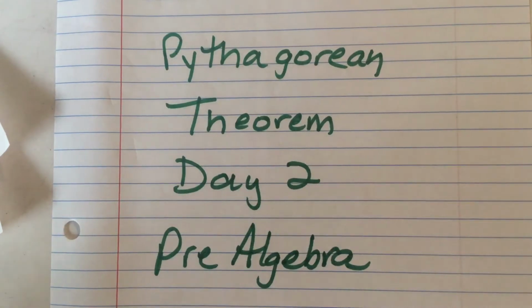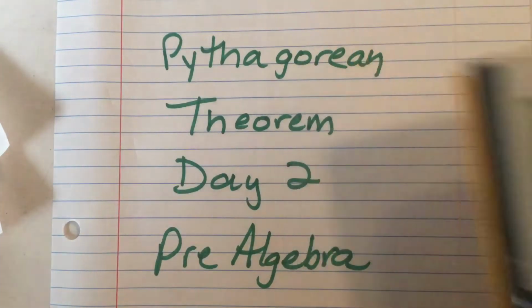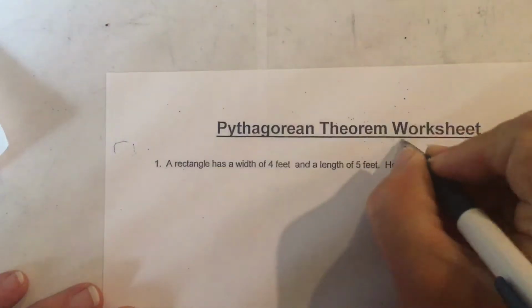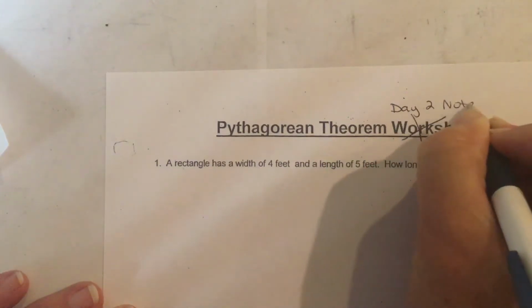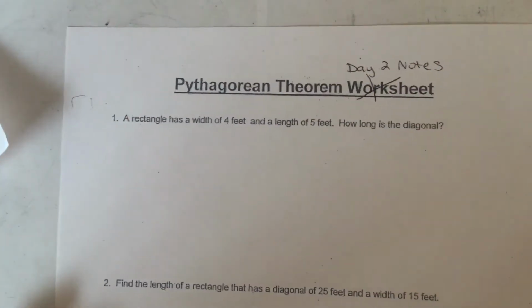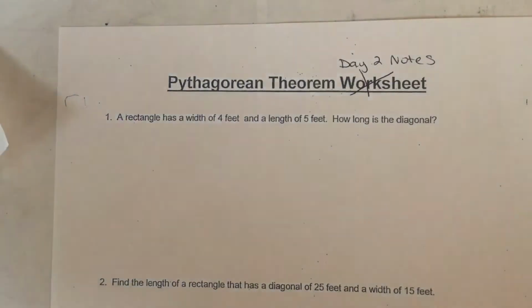You should have the notes either printed or at least opened up so you can see them, and your calculator. It says Pythagorean Theorem worksheet at the top. We're just going to call that Day 2 notes. Now this is exactly what you did in the last lesson, only they're words, so you're going to have to draw a problem. So on number 1, you have a rectangle.